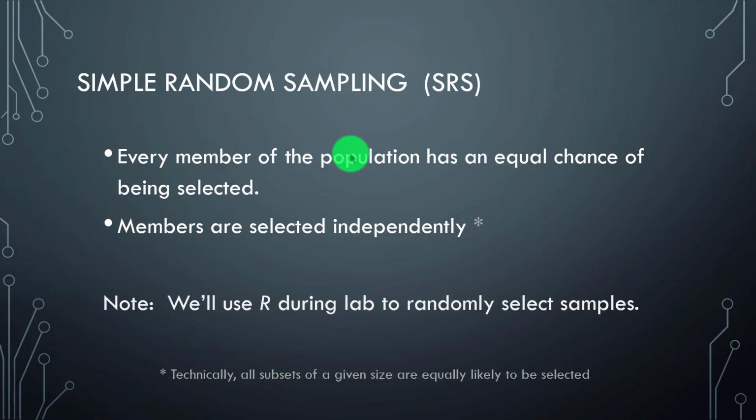There is a technical note here that simple random sampling has more to do about groups being selected, but that's a technical note, and these 2 points that I have written here hold true. And we will use R during our lab days to simulate a randomly selected sample. So that's something to look forward to in the coming weeks. So simple random sampling, generally the go-to method for random sampling. There are other random sampling methods that we're going to discuss now.